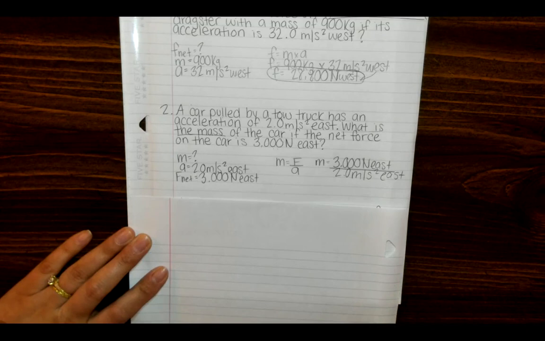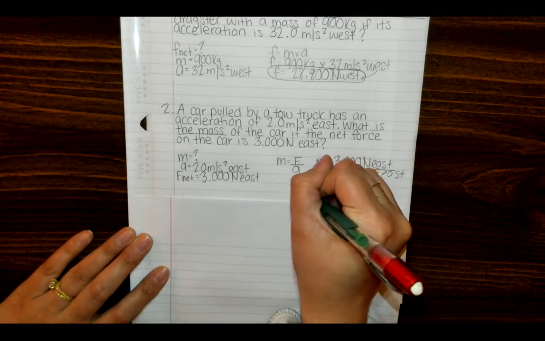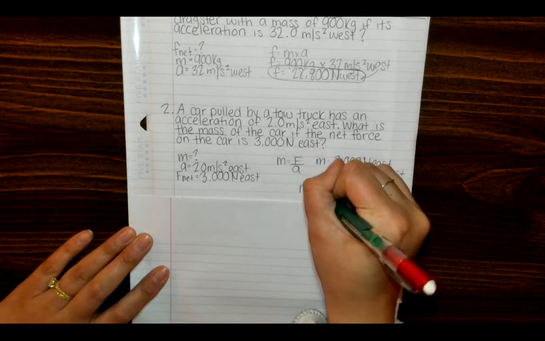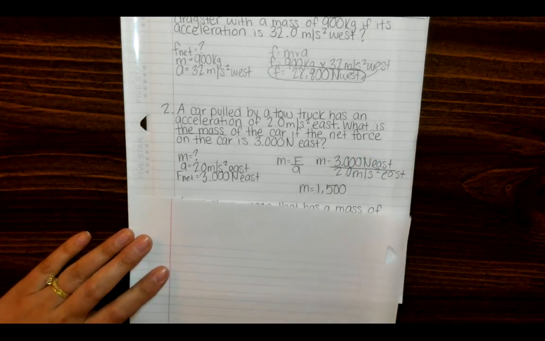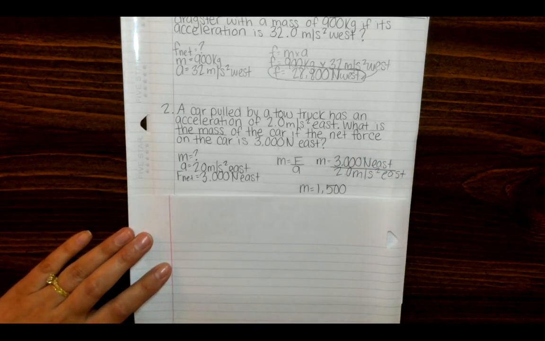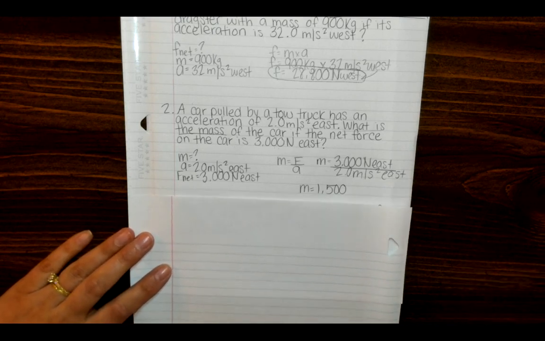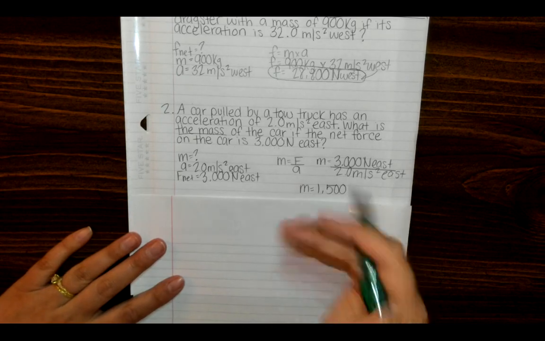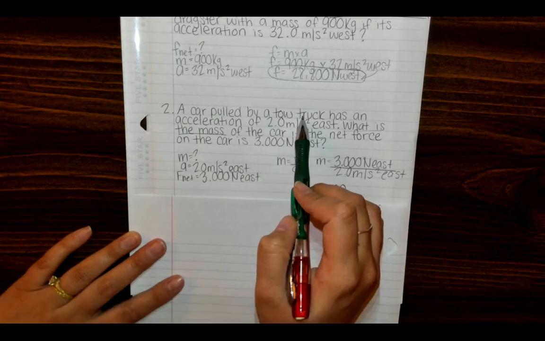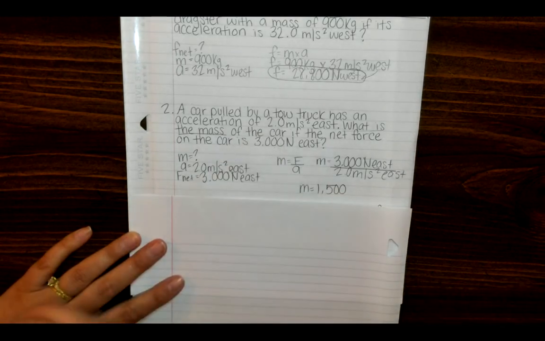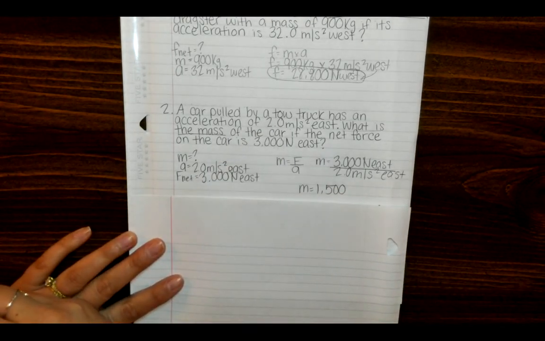And when we calculate that, our mass comes out to be 1,500. And you're probably wondering, is it pounds? Is it grams? Well, it doesn't actually tell us what our unit is going to be, but you can guess by saying a car pulled by a tow truck, okay? So we're talking about some pretty heavy stuff here. So I don't think grams would be enough.